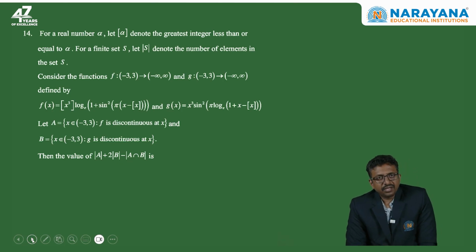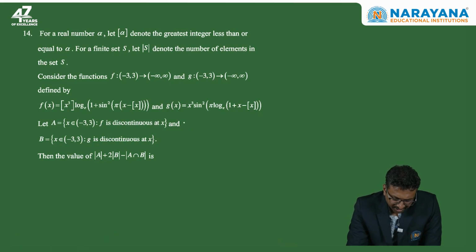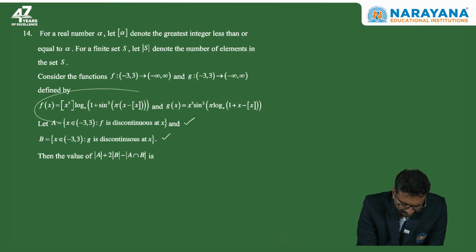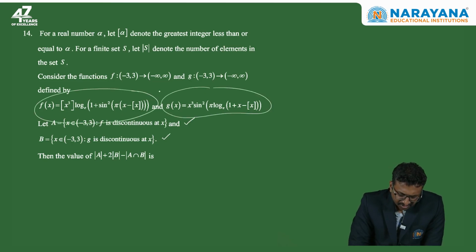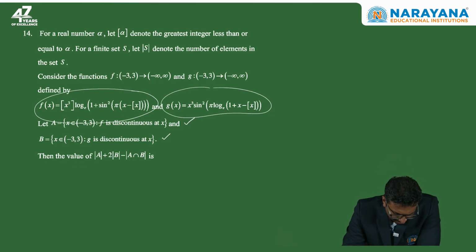So next let's go to the 14th question. So it's a question of continuity, right? Continuity and differentiability. So you are given two functions, f of x and g of x. So you are asked to find how many points of discontinuity there are, where a is the number of points of discontinuity of the first function, b is the number of points of discontinuity of the second function, and you want a intersection b also.